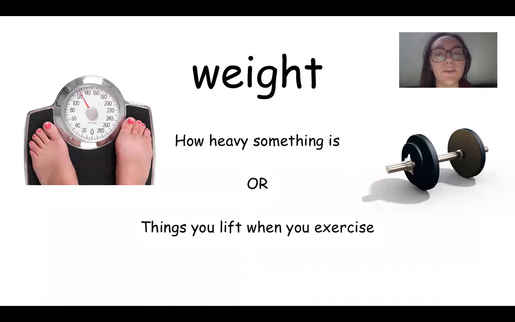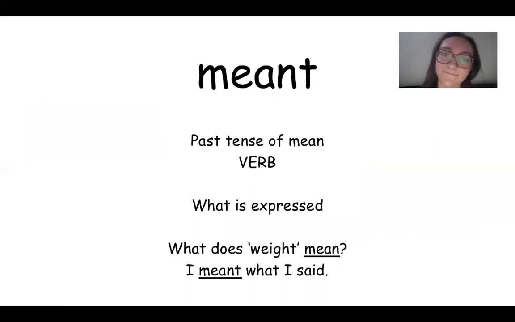Weight. So this word weight sounds just like what you do when you're in a line, right? You wait in a line. This is a different weight. Sounds the same, but it means something different. So this weight is how heavy something is, right? So like what my weight is, or the weight of a car, how much something weighs. So it's how heavy something is, or things that you lift when you exercise, right? And that's this thing over here. It's like a weight. So people will go to the gym and lift weights.